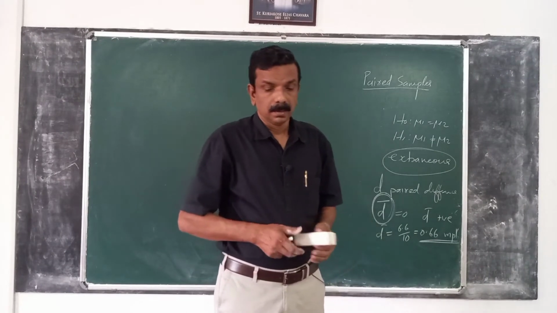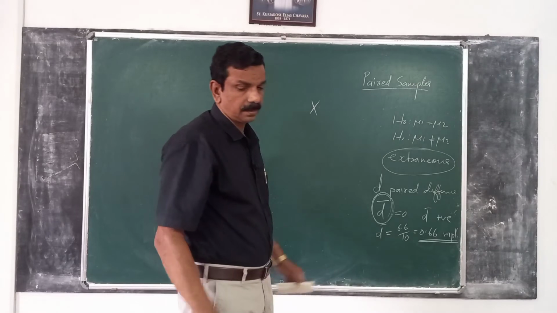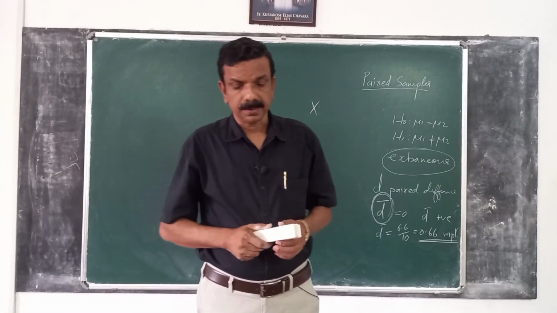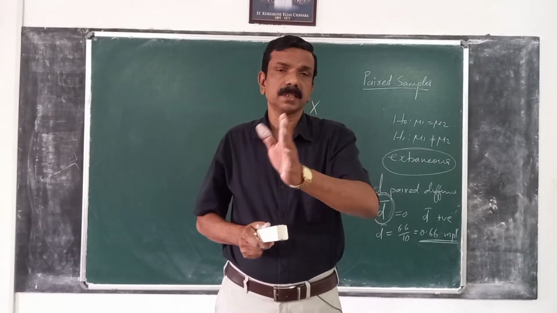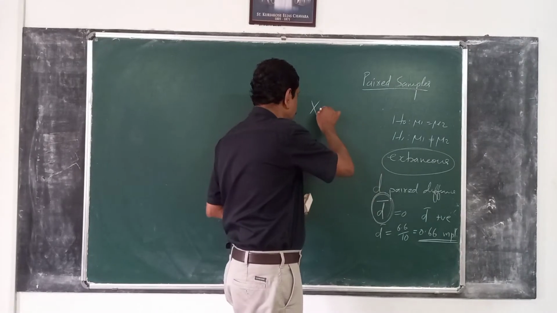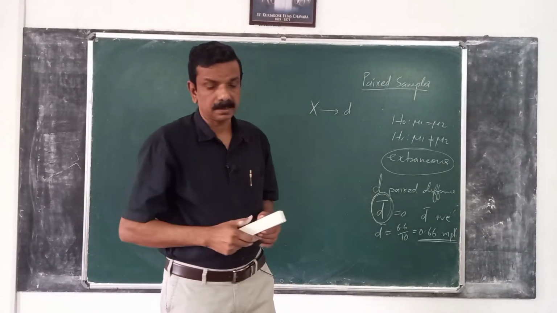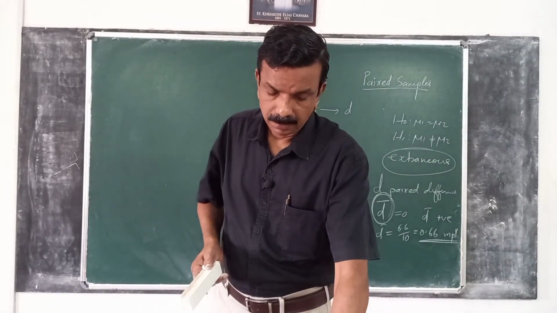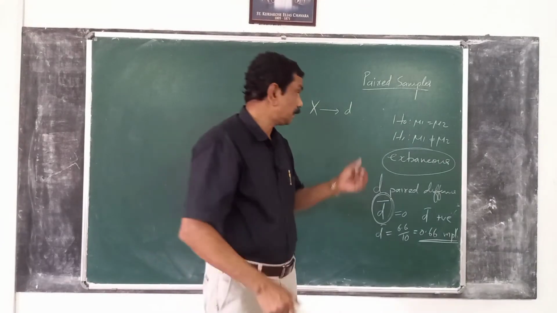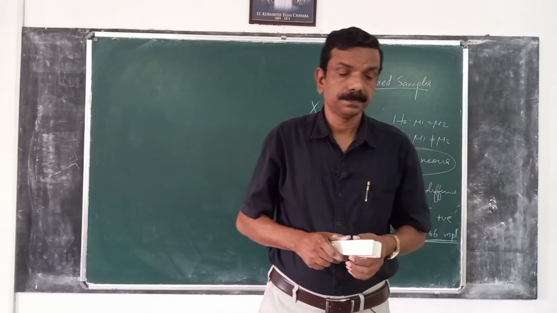Formally, suppose that x is a variable in each of these two populations whose members can be paired. And for each pair, let us denote the difference between the pairs as d. D, the difference between pairs. Paired, and we call this d the paired difference variable.